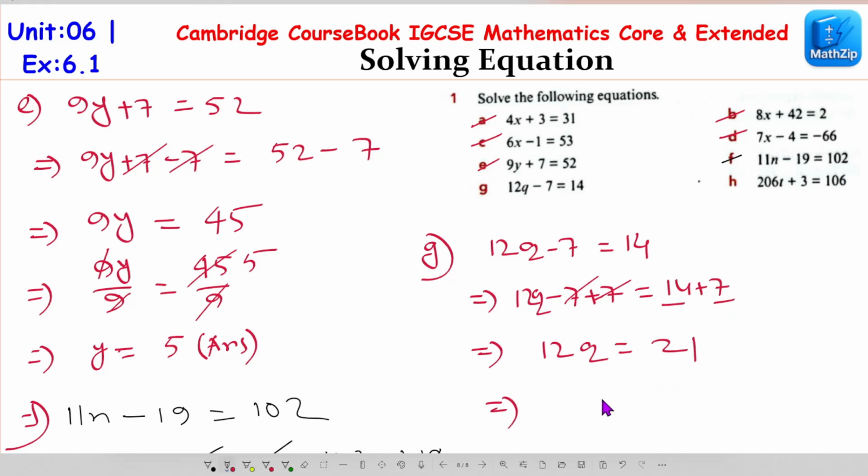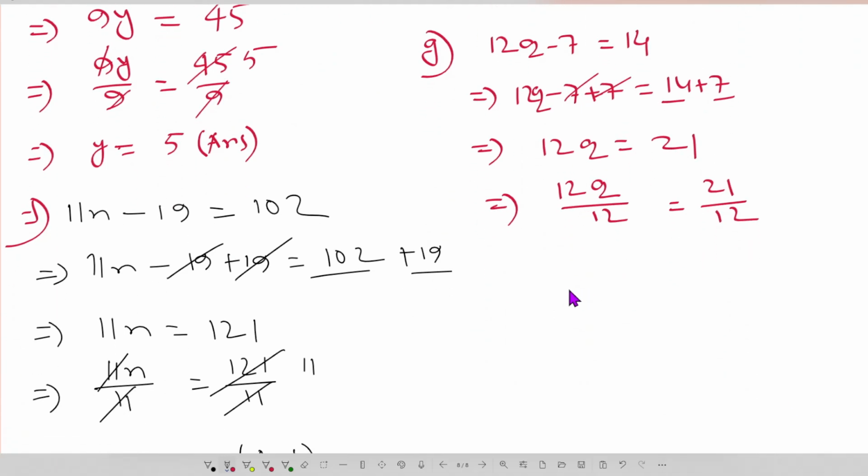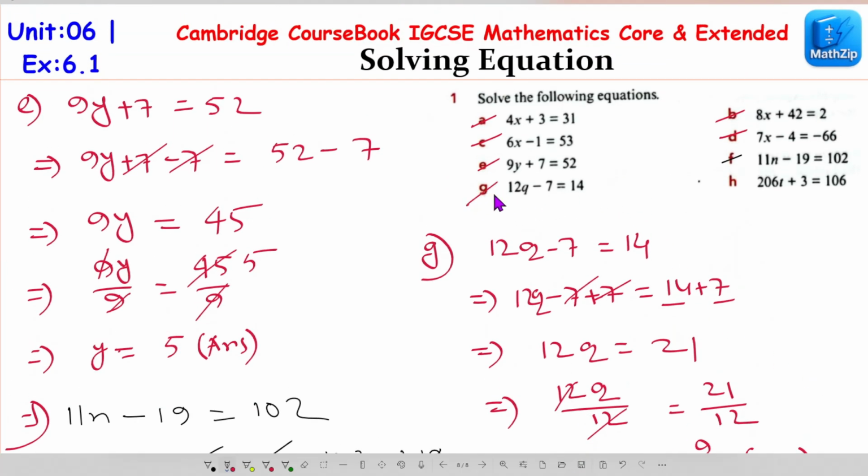So now we can divide both sides by 12. 12q divided by 12 equals 21 divided by 12, right? Then 12 and 12 divide, here is q. So 21 by 12, this is an improper fraction, so we can write 1, denominator is 12, so 12 times 1 is 12 and 9, it will become 21. So this is our answer, 1 9 by 12. G is done. Number H is our last question.